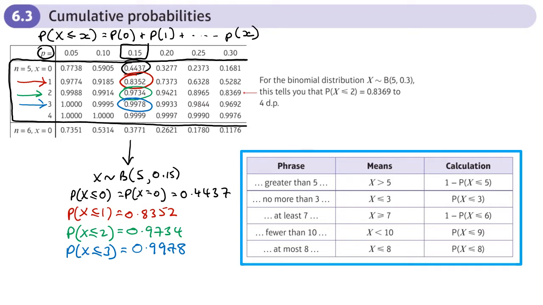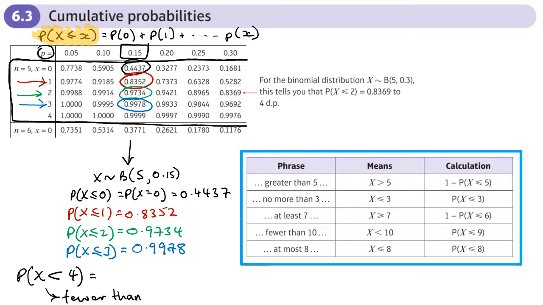Now, what if I didn't want the value of up to x? What if I wanted the values below x? So for example, what if I wanted to know the probability that x is less than 4? Well, I need to convert it into this type of probability. It needs to be written in this form because that's how the tables work. So the probability less than 4 means fewer than 4.